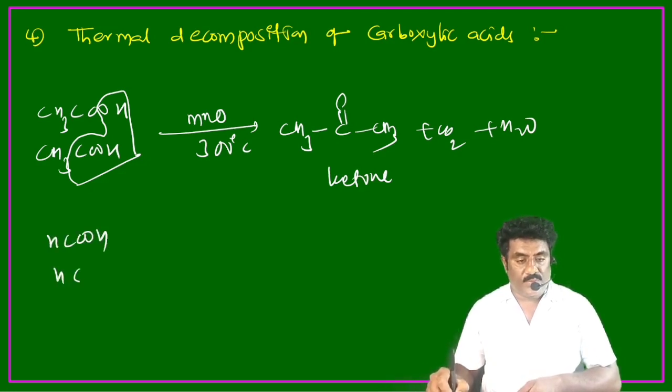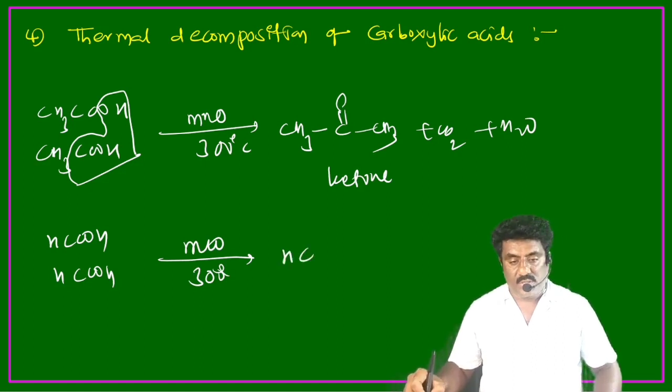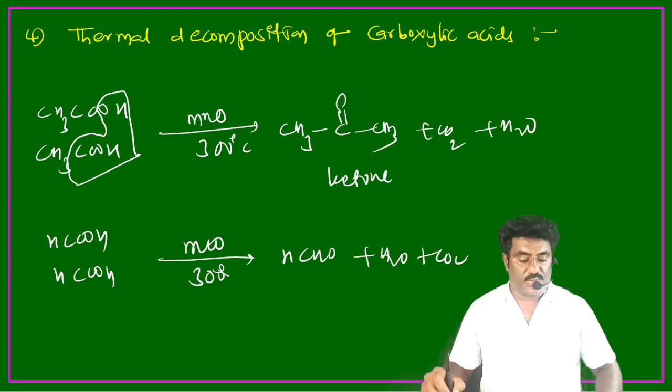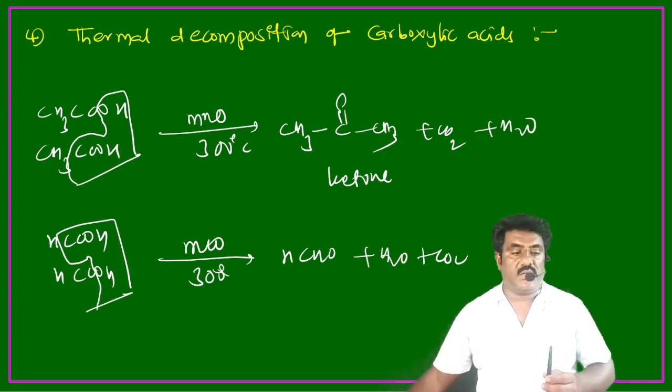RCOOH with HCOOH, same reagent MnO at 300 degrees Celsius, forms RCHO plus H2O plus CO2. This is the aldehyde, thermal decomposition of carboxylic acid. I will look at the next method.